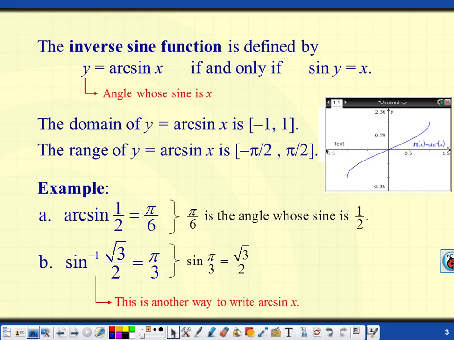It asked you the angle whose sine is square root of 3 over 2. Okay, and it told you the answer, pi over 3, but is there another answer on the unit circle? Sine of square root of 3 over 2. So we already know this one.